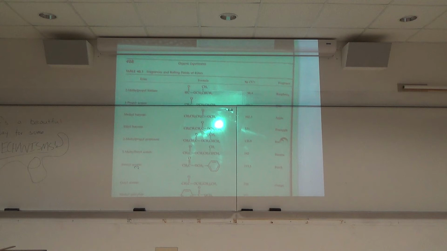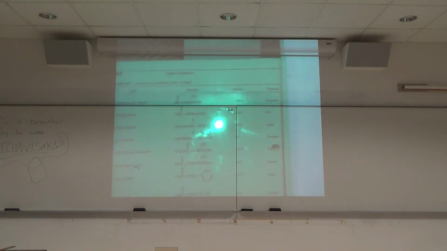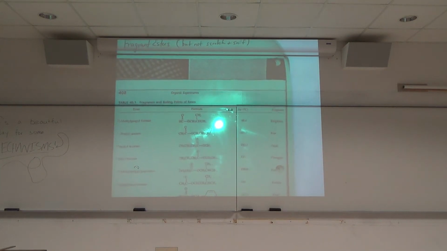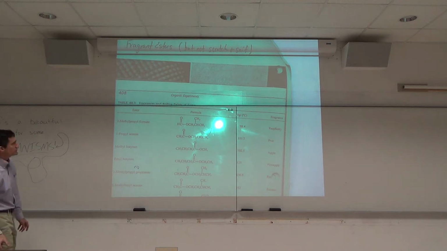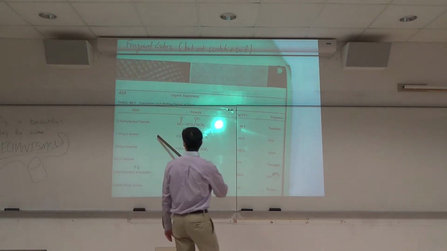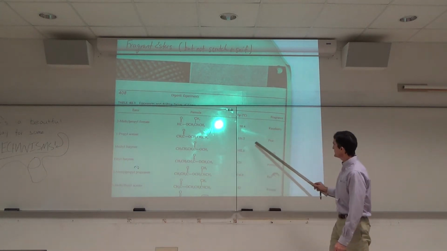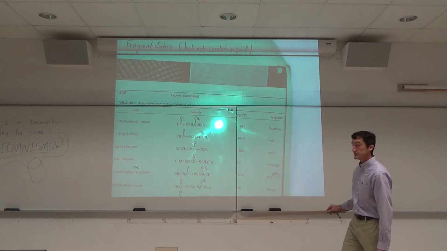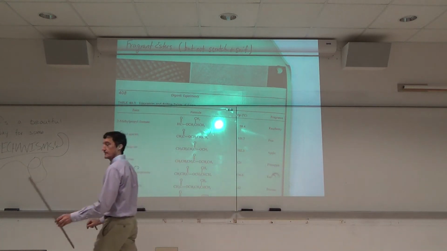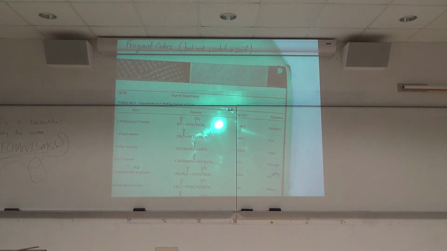In the green pack, there's a list of esters. They're pretty small molecule esters in raspberry, pear, apple, pineapple, etc. Okay. A lot of esters are used in your perfumes. They're fragrant. Small molecule esters.